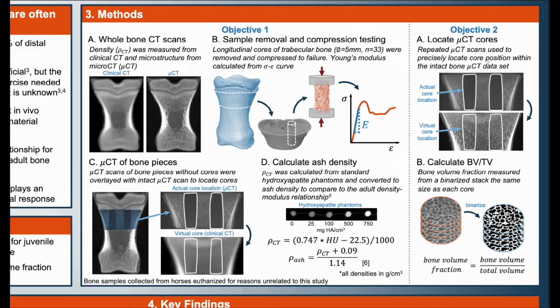In order to answer objective 2, regarding how bone volume fraction affects modulus, we use some of the same steps. So we locate the actual core in the micro CT of the slab, and then precisely locate the core within the intact micro CT scan and create an image stack for each core. And then in order to calculate bone volume fraction, I binarized these image stacks and then used Fiji to calculate bone volume over total volume.